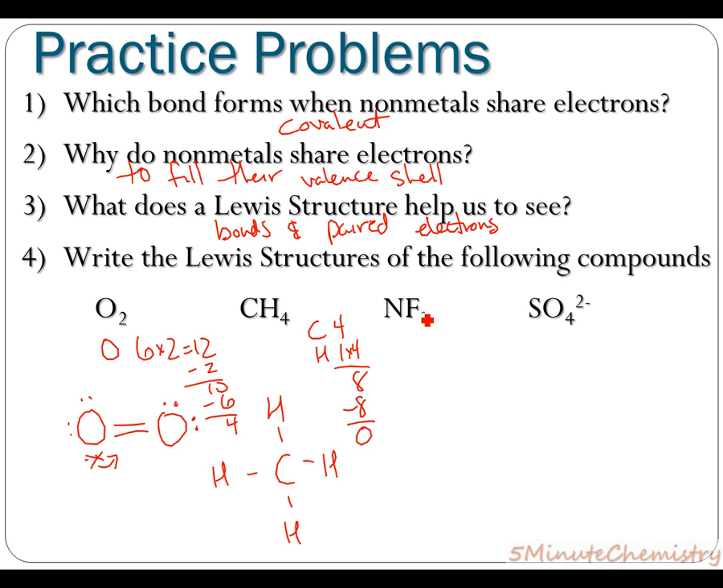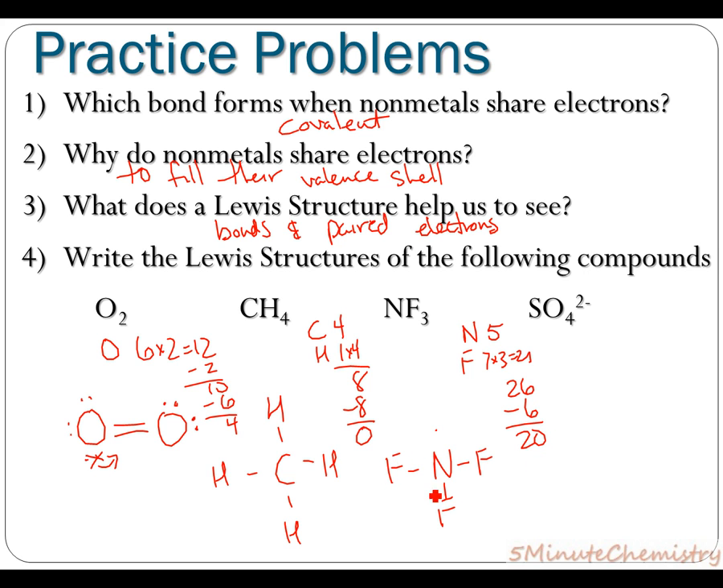Now, the nitrogen and fluorine. Nitrogen has 5 valence electrons. Fluorine has 7 times 3 to give 21, and a total of 26. Nitrogen is less electronegative than fluorine, so that makes it our central atom. And we will have our fluorines here, here, and here. We'll join these with covalent bonds, and we get 2, 4, 6, so take those 6 away. Leaves us with 20.